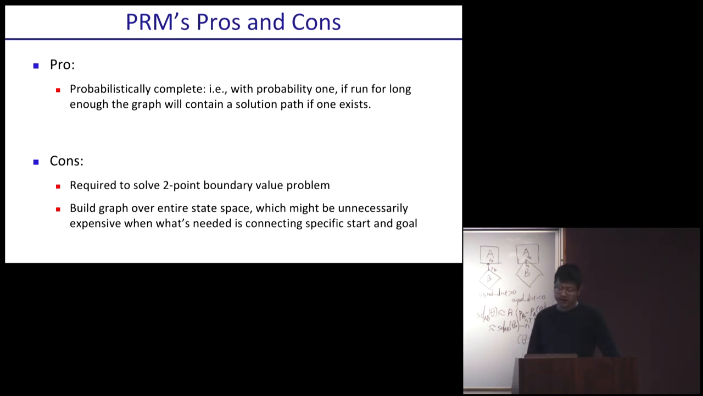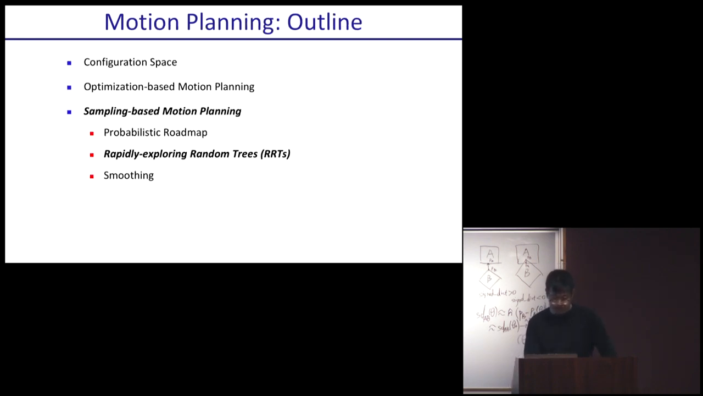The pro is it's probabilistically complete. That means with probability 1, if it runs forever, it will contain a solution path if there is a solution path. And the cons are obvious. It requires solving the 2-point boundary value problem, and it also needs to build a graph over the entire state space, which might be very expensive. Yeah. So let's take a 10-minute break, and we will go into RRT.